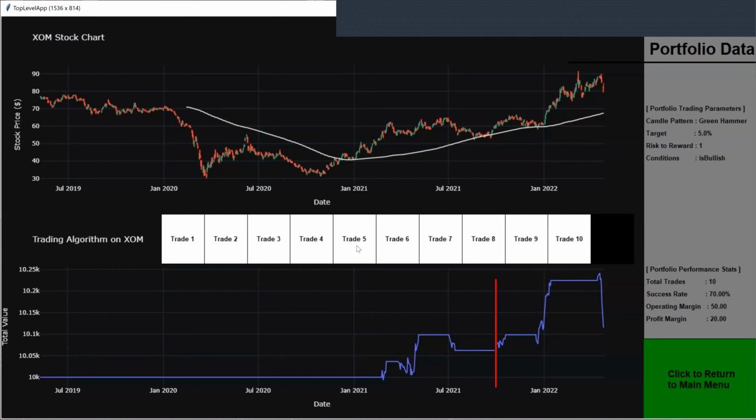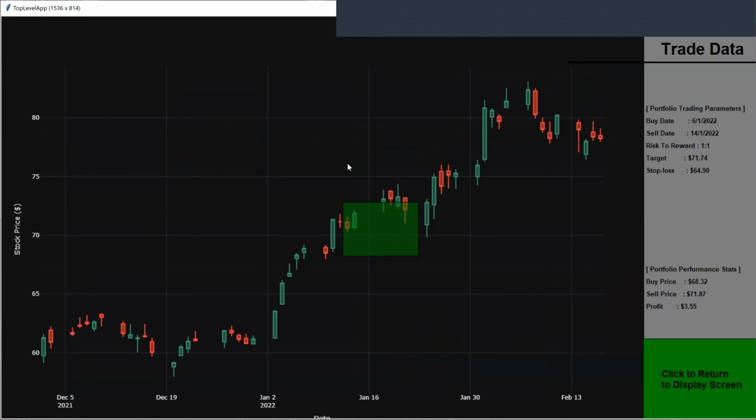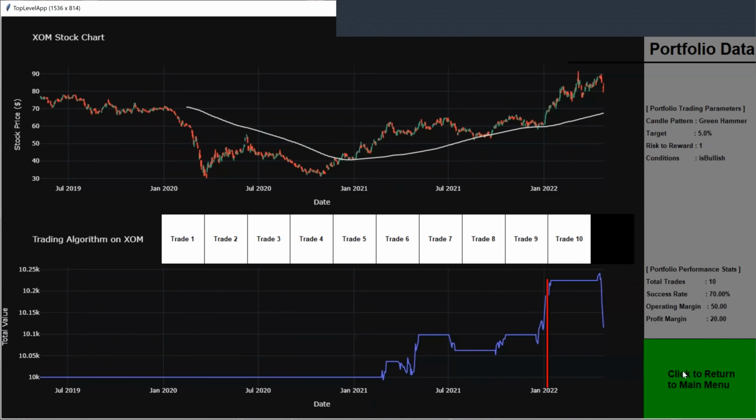But through testing, I've noticed that the trading algorithm tends to follow the stock chart itself. So it's not the best trading algorithm, but it definitely did meet my goal of what I wanted it to do, which is algorithmically detect where to buy stock.